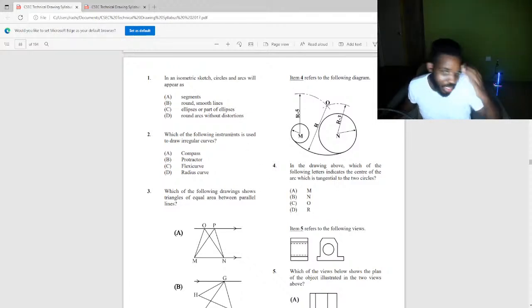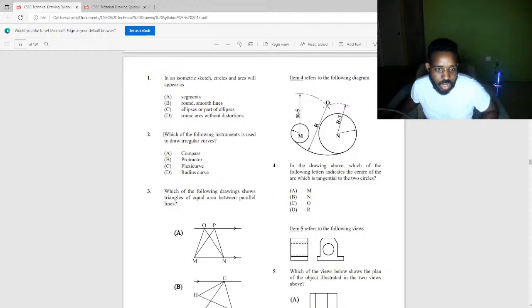Exactly, option C. Ellipses are parts of an ellipse, because even in AutoCAD, whenever you want to draw isometric circles, you would have to use the ellipse command. So yeah, the answer would indeed be C, ellipse. Alright, so for the next question now.